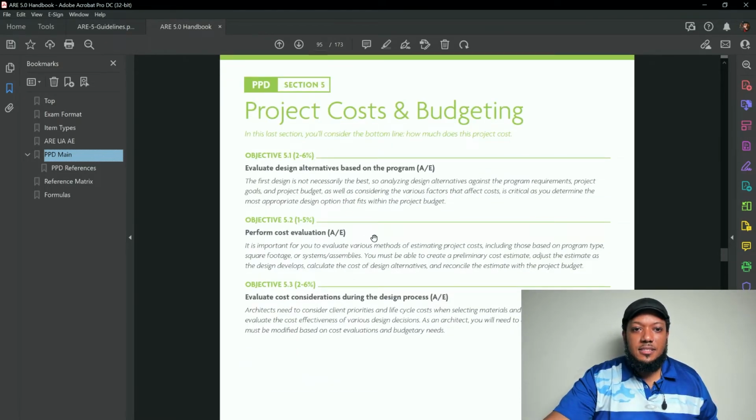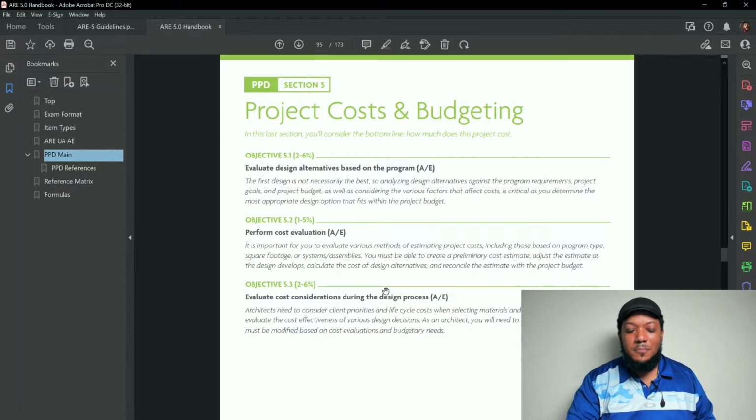Okay, let's look at the section. It says evaluate design alternatives based on the program, perform cost evaluation, evaluate cost consideration during the design process. In these types of problems, again, it's not in order. You're going to be weighing the cost. As the architect, you're not trying to give the most expensive solution. You're trying to use your knowledge to save the client money, to give optimal solutions that perform the function. And project cost and budgeting is going to be a really critical part of that.